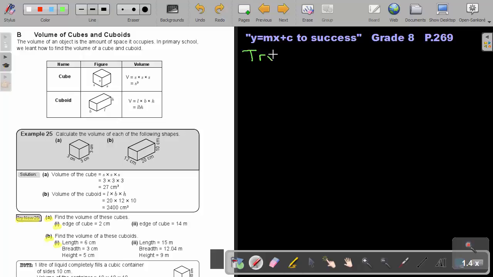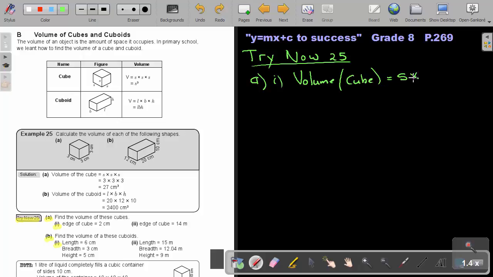So we are at Try Now 25. This is actually very straightforward. We can start by saying the volume, and that is definitely a cube. I'll just rewrite that word, cube. And first write down the formula. I prefer writing it out first so that you can see I can just put in the 2's, and it's 2 times 2 times 2, and that will be 8 cubic centimeters.